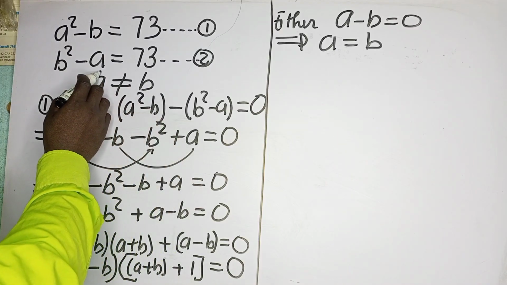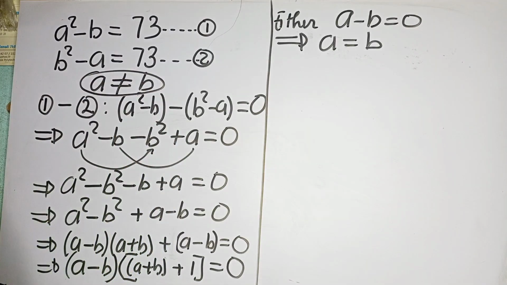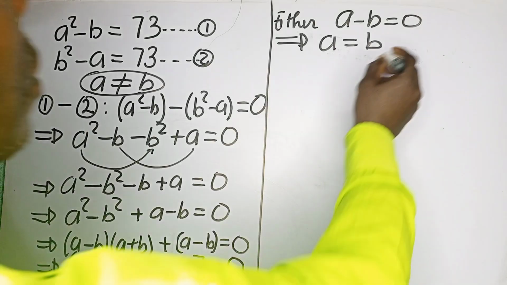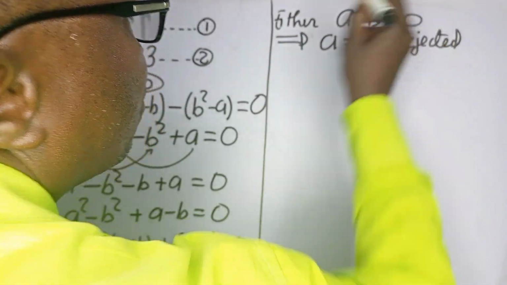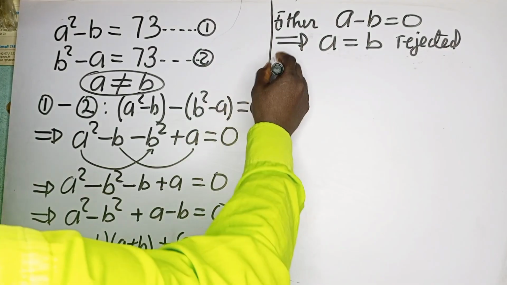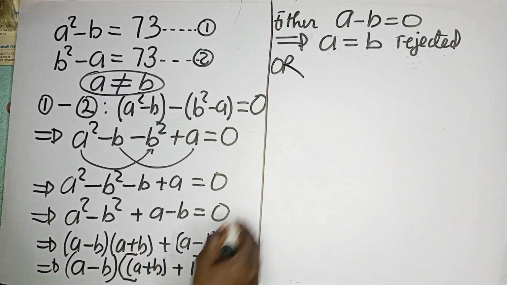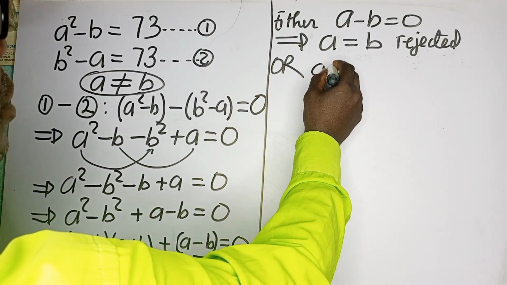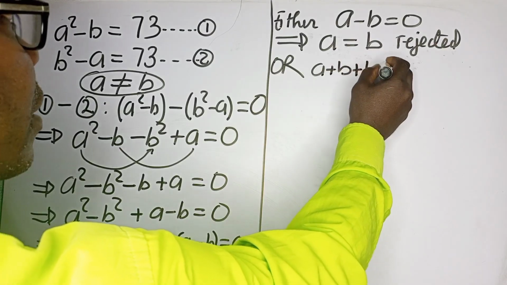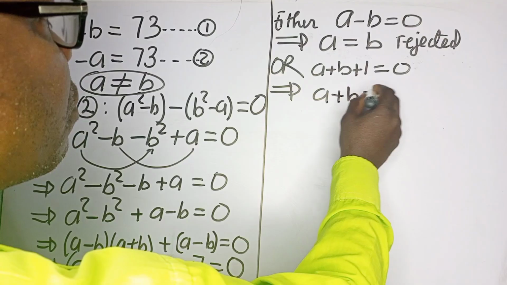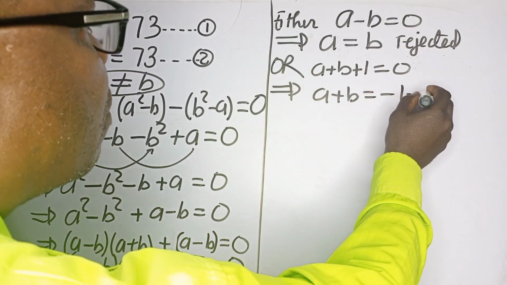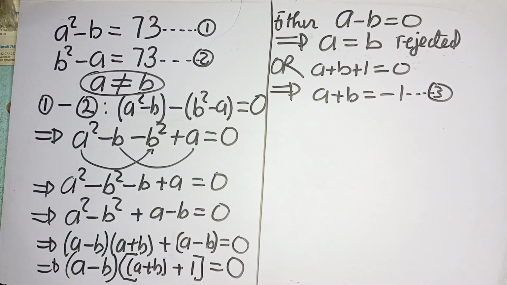But look at our hypothesis. In our question, we're told that a should never be equal to b. So this will just be rejected. So we take the other one, or a plus b plus 1 is equal to 0. That therefore means a plus b will be -1. We can call this equation 3.